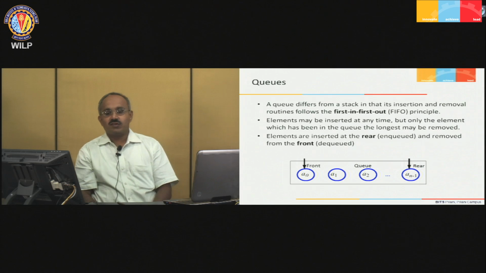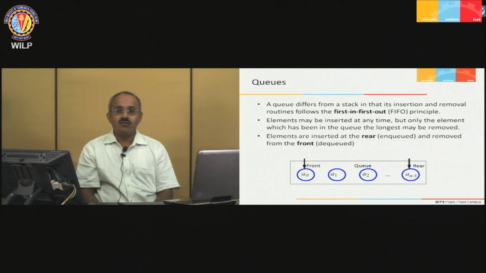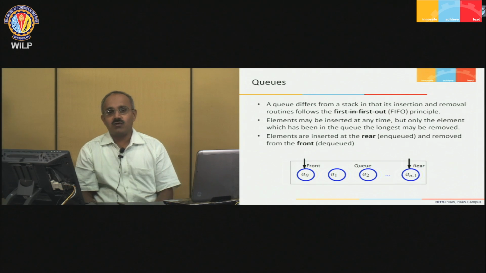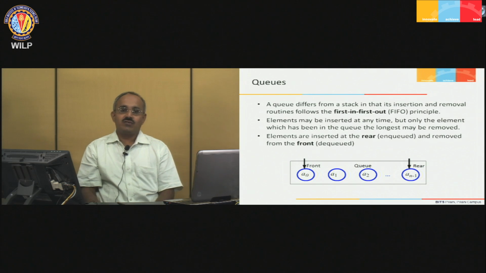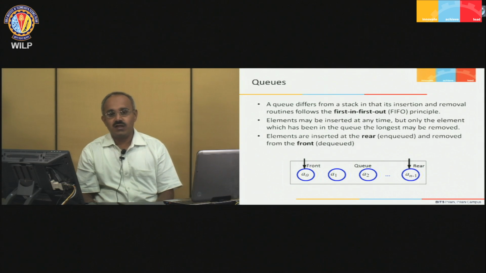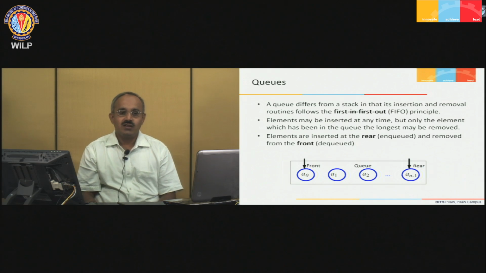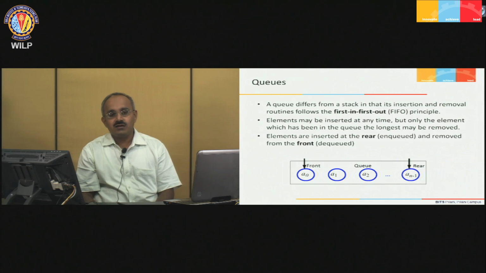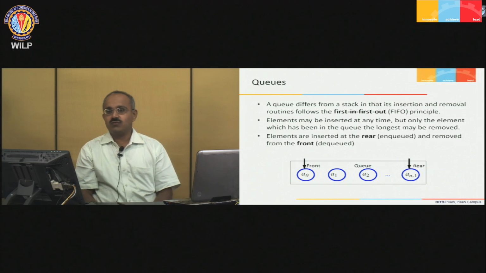Yeah. So the second data structure that we look at are what are called queues. Queues we all are well aware of. I mean, most of us have been standing in queues at, say, bus stops, railway stations, ATM counters, banks, whatever. And queues are precisely the data structures which capture that notion of a queue.